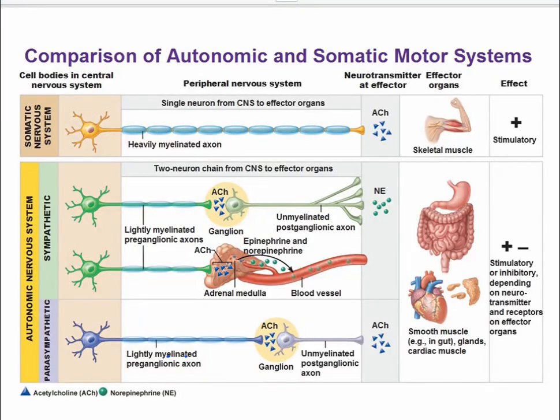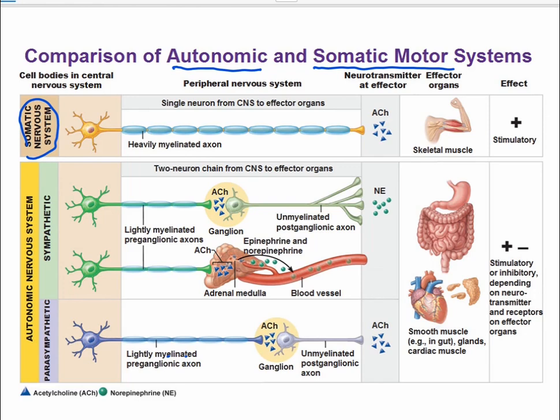Today we'll be talking about the comparison between the autonomic nervous system and the somatic nervous system. This is very important for pharmacology class. So we know that the somatic nervous system, as it's related to soma, means related to the body or muscles.